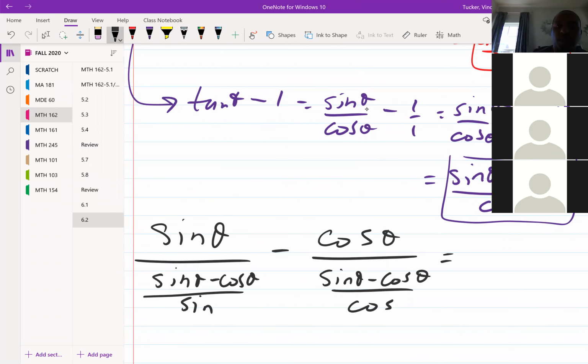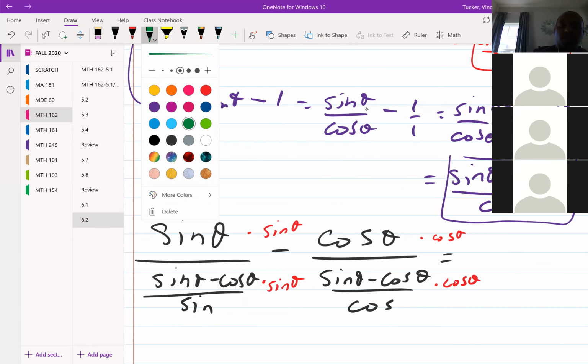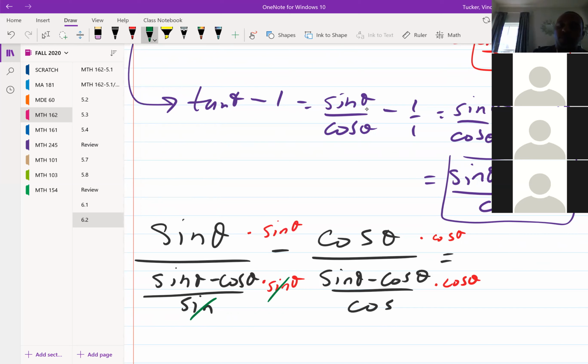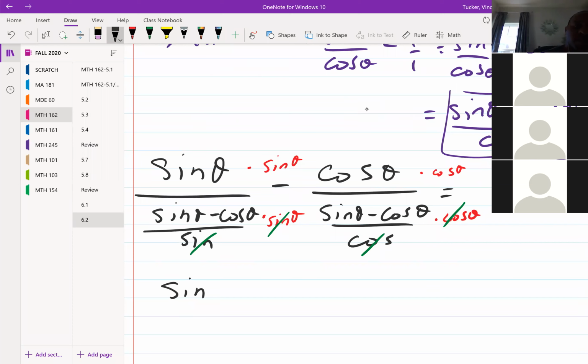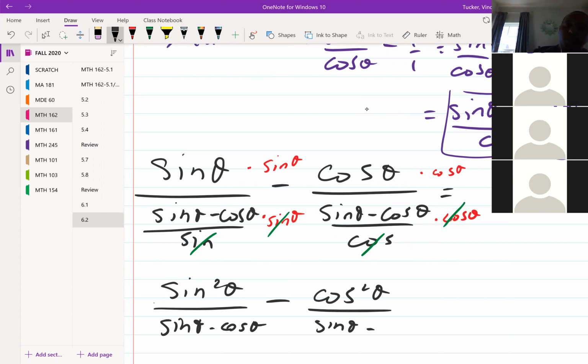Still think I'm missing the easier route, but that's okay. So now if I were to multiply both top and bottom by sine, I'm trying to simplify this. This will multiply top and bottom by cosine. This sine will cancel. This cosine will cancel. And I have sine squared theta over sine minus cosine, minus cosine squared theta over sine minus cosine.